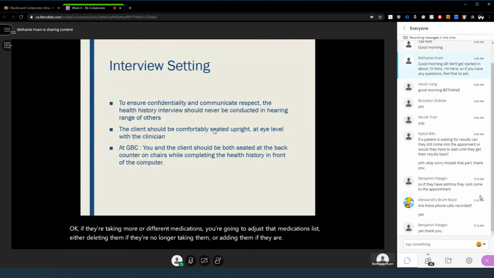Now, this is all occurring in what we call an interview setting, meaning that the patient and you are sitting side by side by the computer on the back bench. The patient is not sitting in the dental chair with their back to you. In our current pandemic environment, that would mean you at the computer and them more so over towards the sink, ensuring enough physical distancing. And at this time, the patient is still wearing a mask.